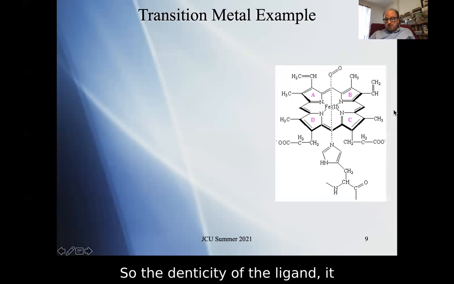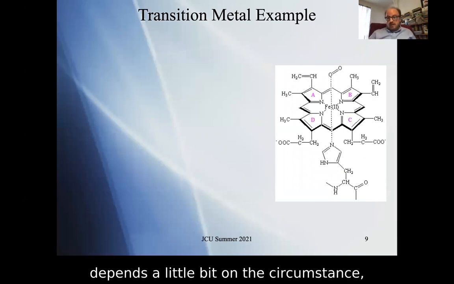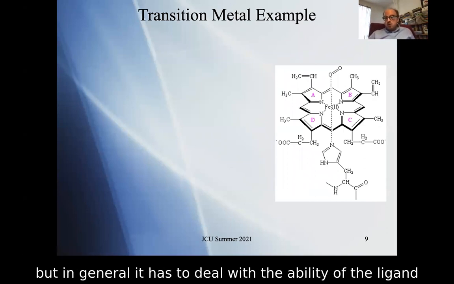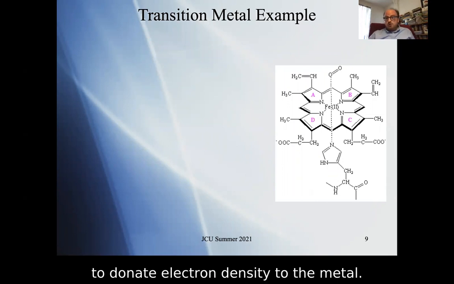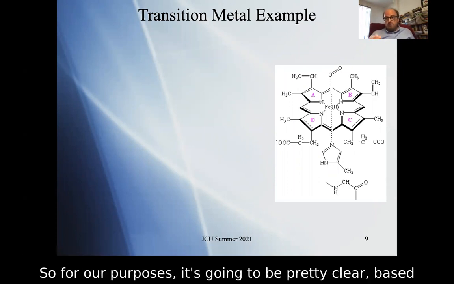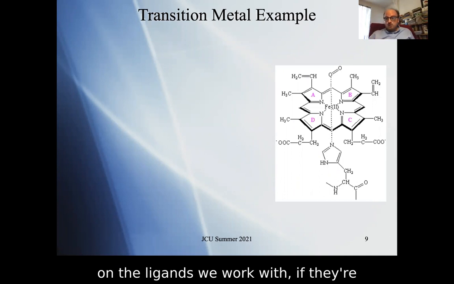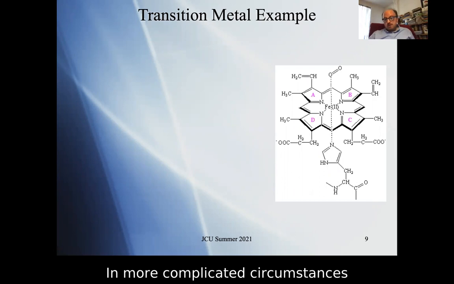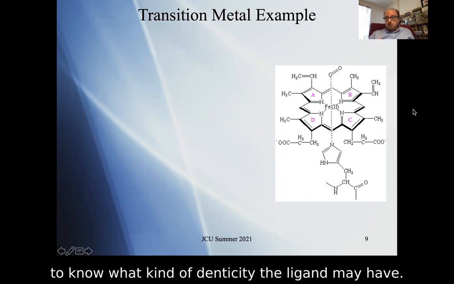There's a question. The denticity of the ligand depends a little bit on the circumstance, but in general, it has to deal with the ability of the ligand to donate electron density to the metal. For our purposes, it's going to be pretty clear based on the ligands we work with if they're monodentate or bidentate. In more complicated circumstances, it requires a little bit of investigation to know what kind of denticity the ligand may have.